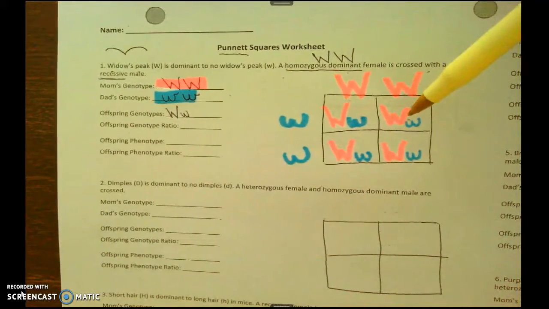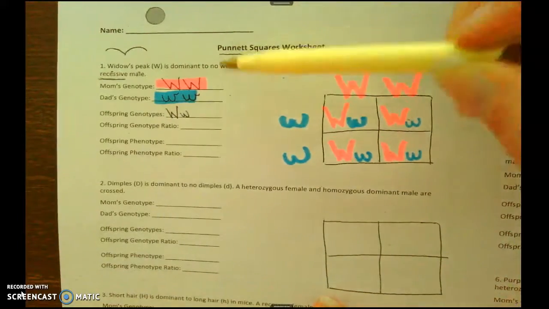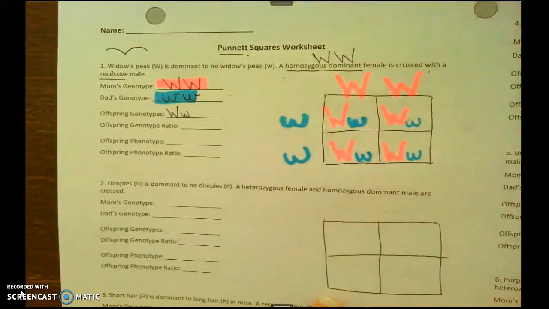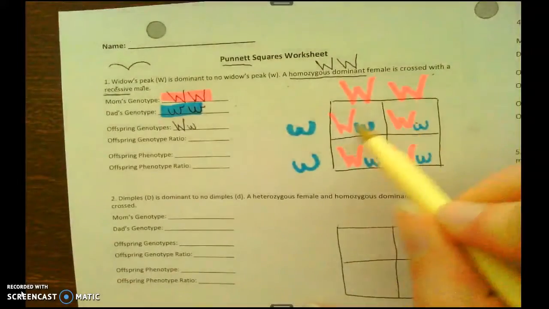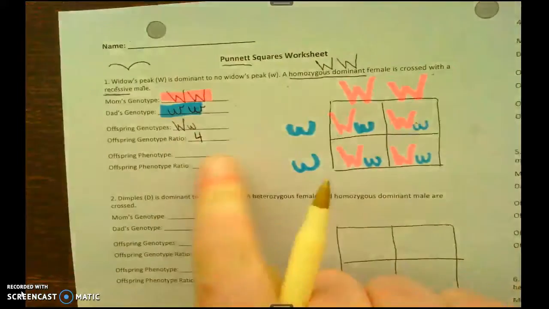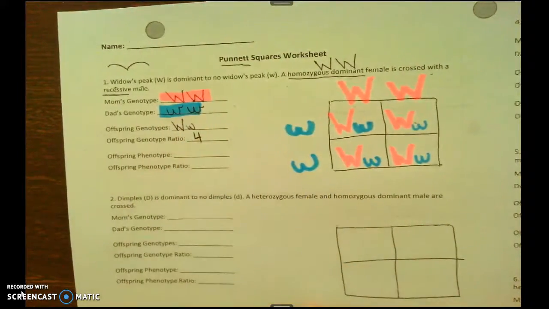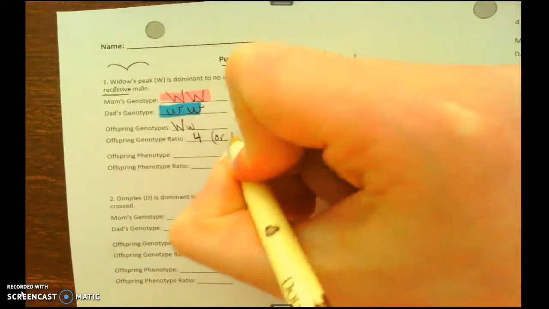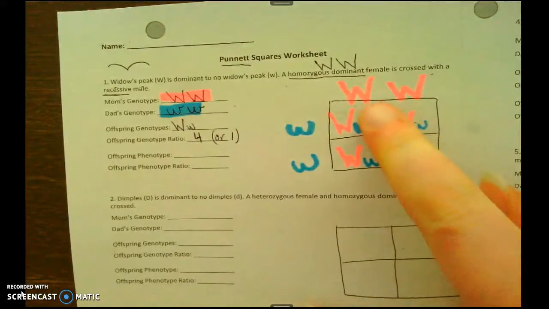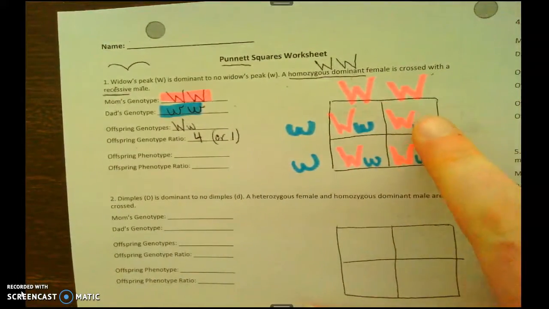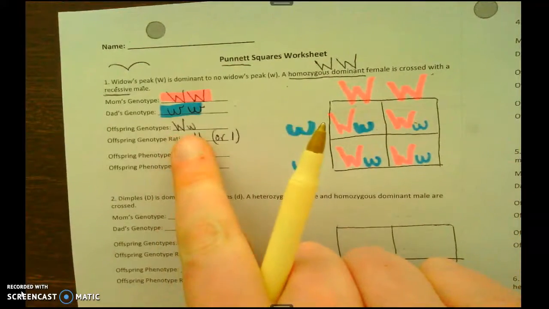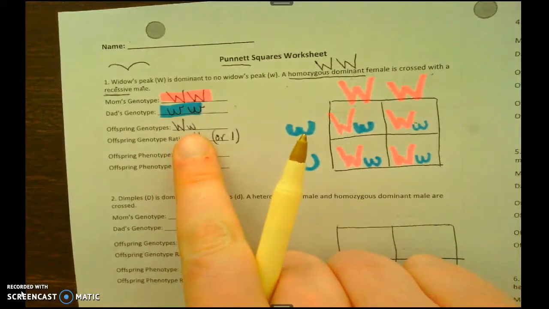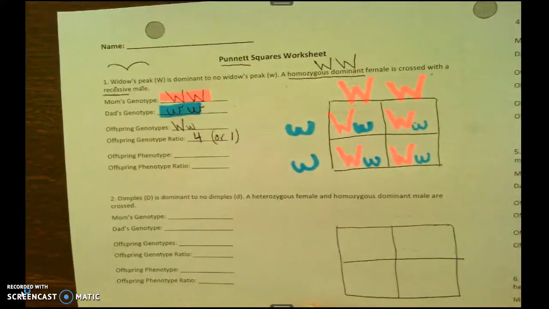They are heterozygous. All right, so when we look at their genotypic ratio, we can't really compare it to anything. So we could just write 4. Okay, all 4 of them are big W, little w. And really, we would reduce that to the number 1. So I'm going to write or 1 in parentheses. Because really, we're saying that every single one of these parents' offspring will be big W, little w. They will be heterozygous for widow's peak.